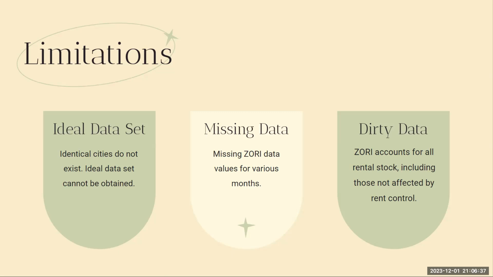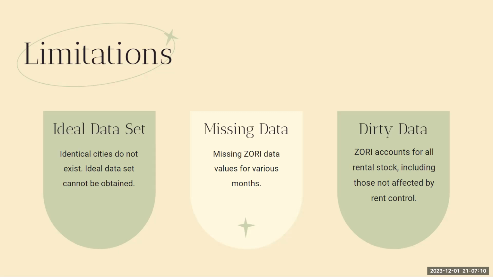One of the limitations is that identical cities do not exist, meaning that the ideal data set cannot be obtained. The ideal data set would essentially consist of pairs of identical cities, one of each in the control and treatment groups. Having the perfect control group is essential to avoiding confounding variables, which can affect the validity of our estimations and in turn may not reflect the true relationship between the variables we are studying. That may lead to biases such as omitted variable bias.